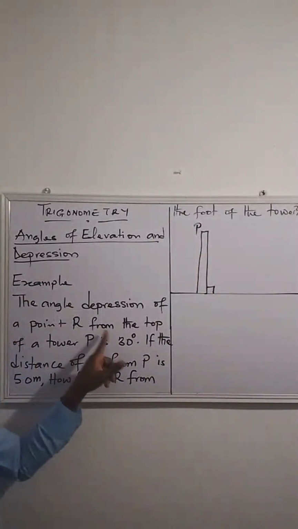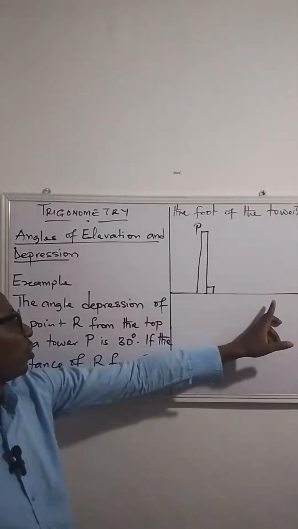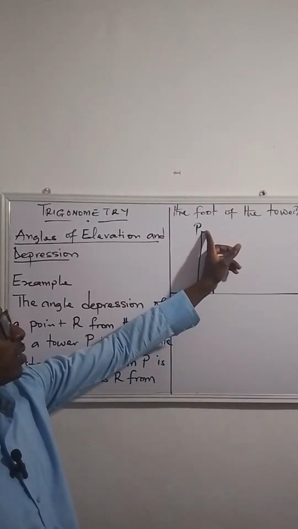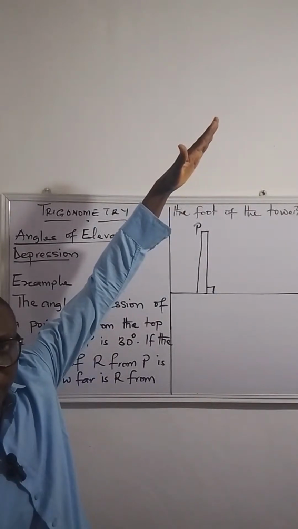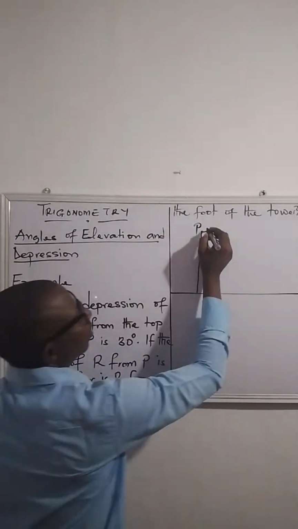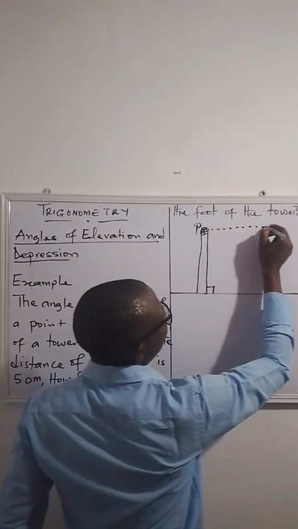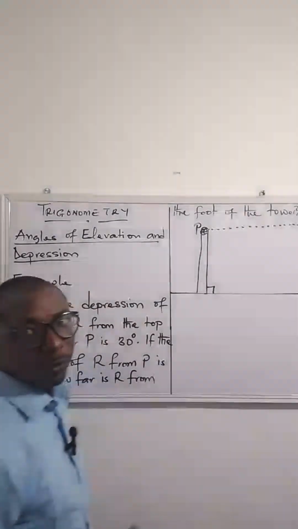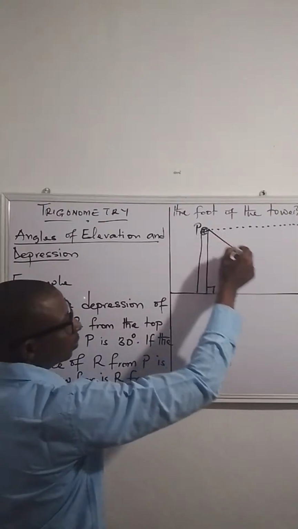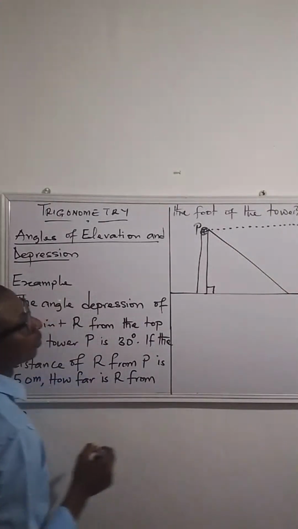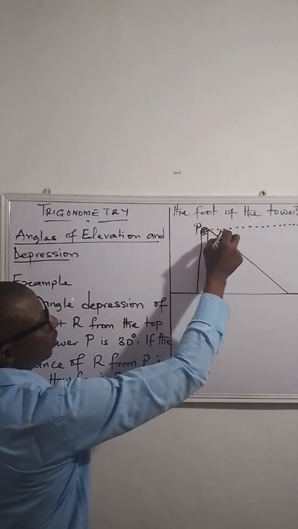Can you see that now? From the top of a tower. So that means we have an observer somewhere here, because if you need to depress your head, you must be at the top. Since we have the observer here, the observer will first look straight. This is the initial view. Because he needs to depress his head, he has to look down. So now this is the angle of depression.